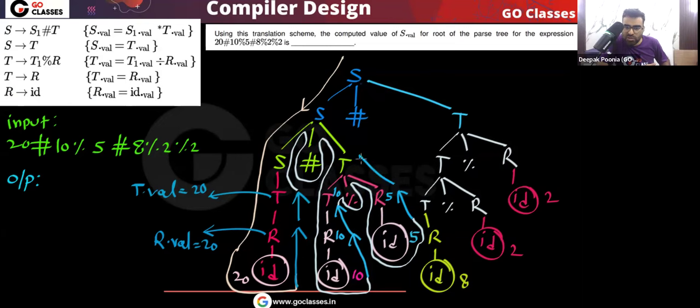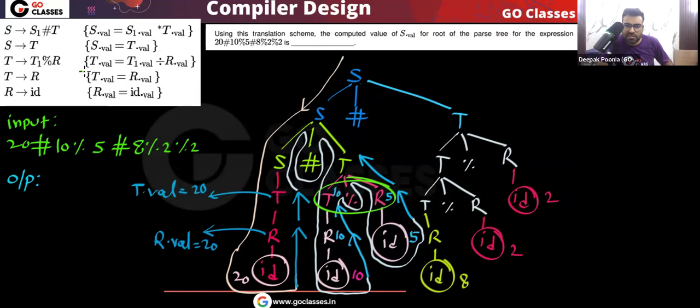Now the next reduction is actually this. Which one? T percentage r. This t percentage r is reducing to t.